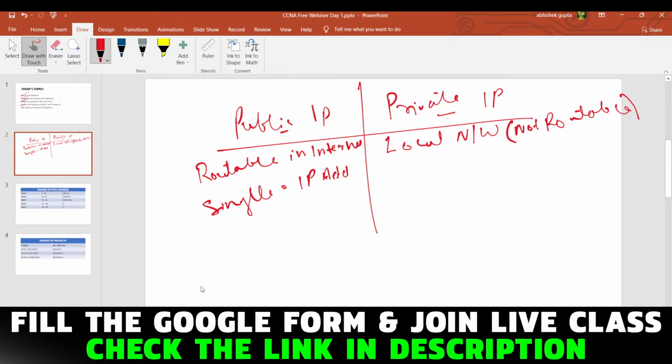For example, there is one public IP, whatever it is. In the entire internet, only a single device can have this particular IP address. If another device tries to use this IP address, it is not possible at all. Done. At the same time, a private IP can be used by n number of devices on different networks.